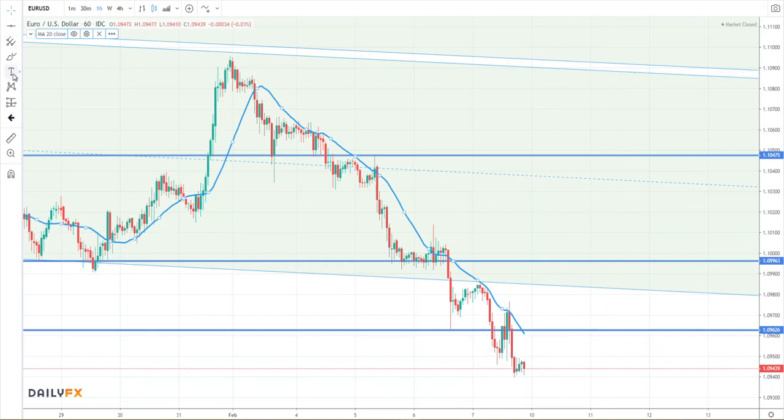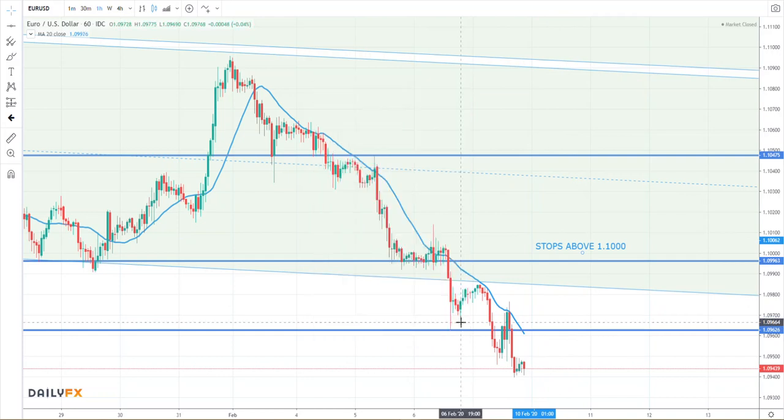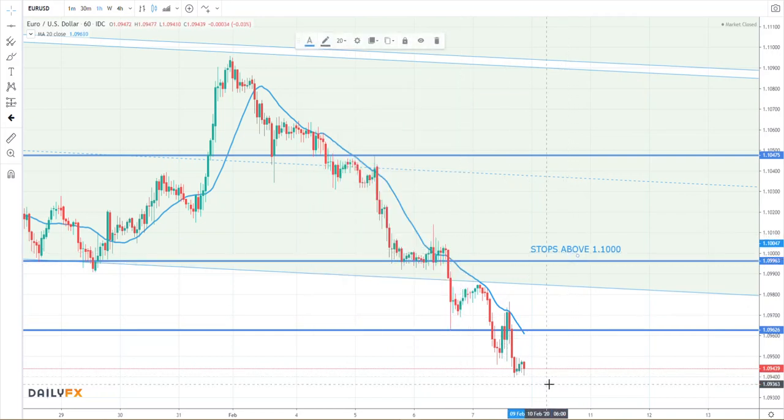So stops above 1.10. Because at that point, if price were to shoot back above there, then that might change my sentiment about price not moving further this week. Something like that. But for now, we've got a pretty extreme downtrend.